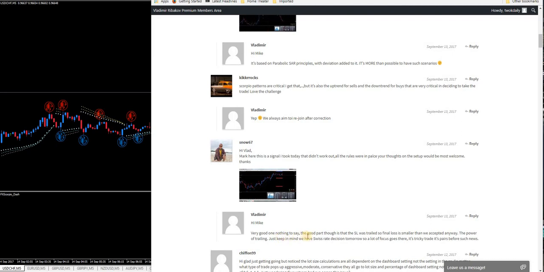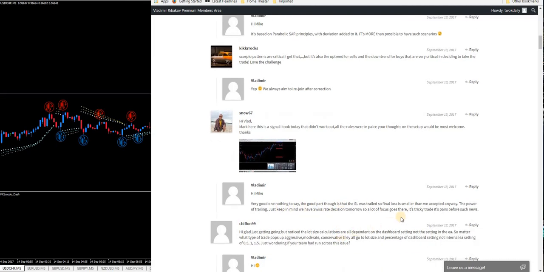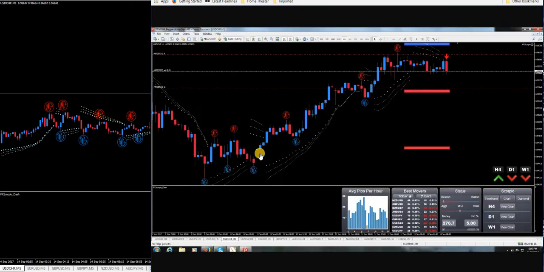Just keep in mind we have Swiss rate decision tomorrow, so a lot of focus goes there. It's tricky to trade pairs before such news. Let's take a look at that. All right, so yeah, he took a short trade. The Scorpions were stepping up like they were supposed to. Everything looks good. Looks like this was a moderate trade.